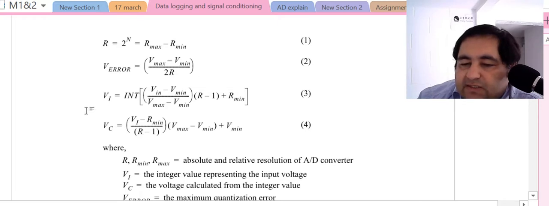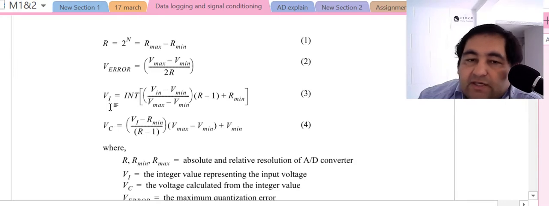And then we said, well, I call that D instead of V1, but if you like, you can still make use of V1. So the digit that is assigned to any voltage when the input voltage gets in is Vn minus V minimum over V maximum minus V minimum, times R minus 1 plus R min. And then we have an integer.